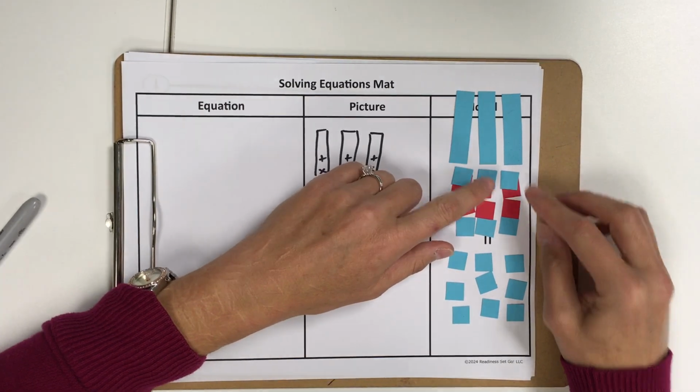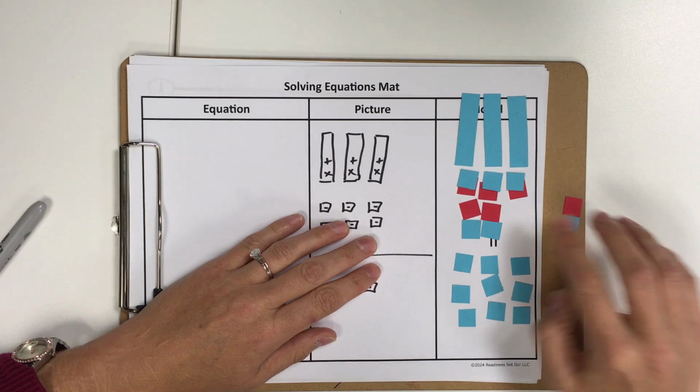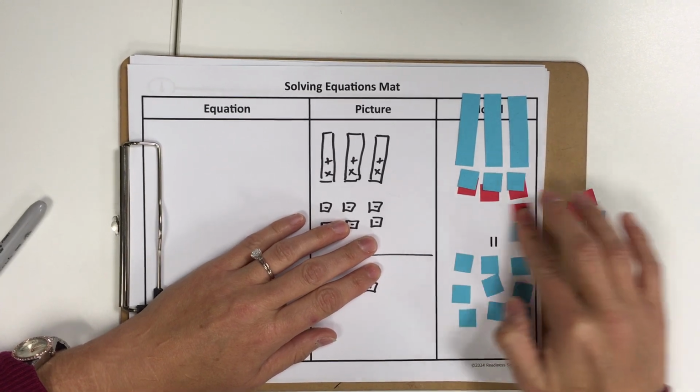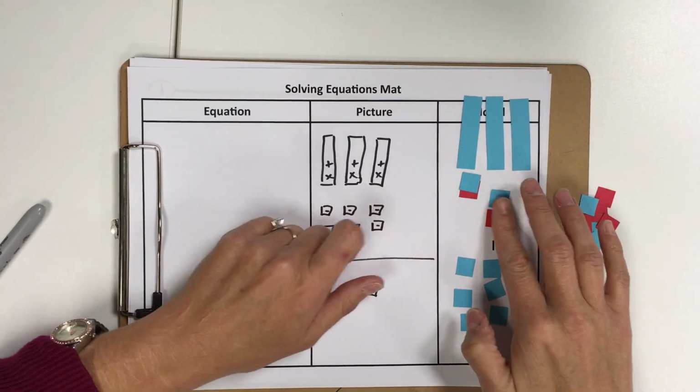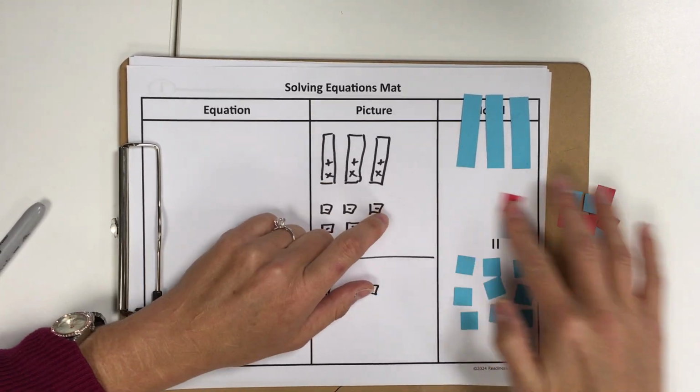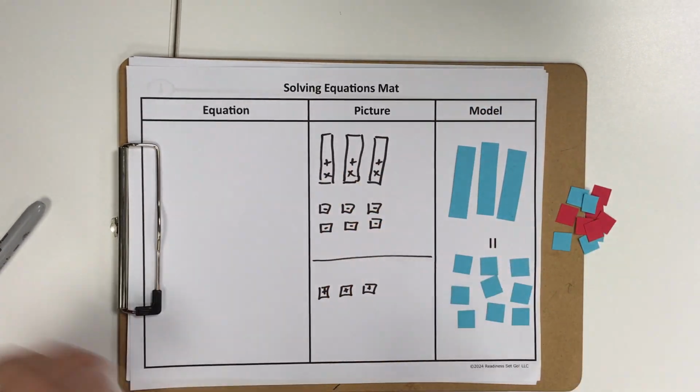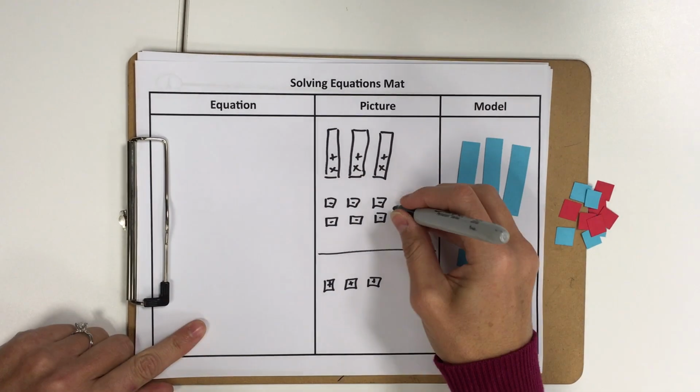Okay, so here I've made 0 pairs, right? This is a 0 pair, a positive and a negative. These are all equal to 0 because a positive 1 and a negative 1 equals 0. So I'm pulling these away. And I have accomplished my first goal. I got rid of all my little red squares. So let's just do that in our picture as well.